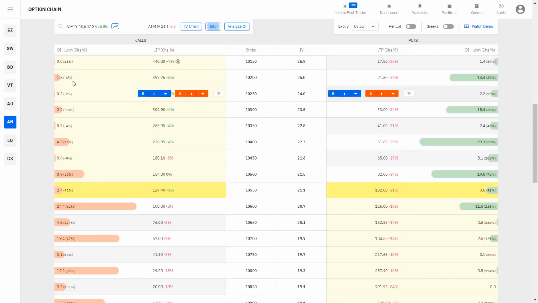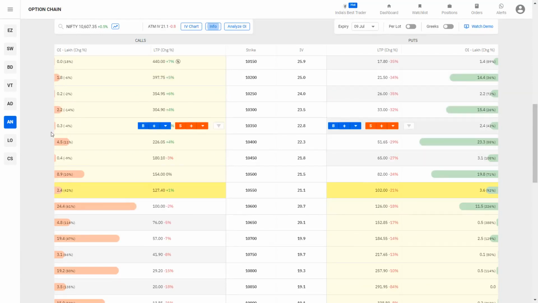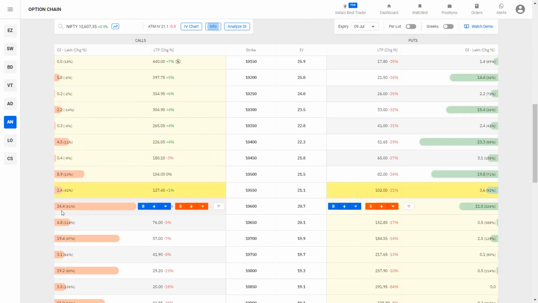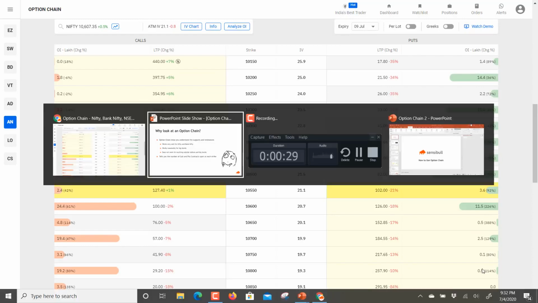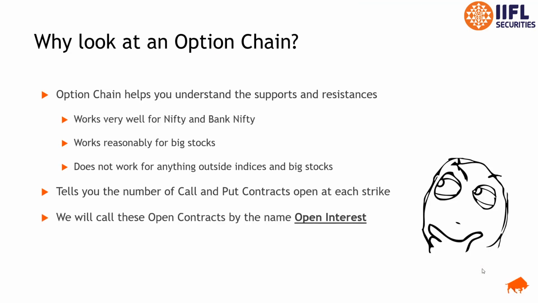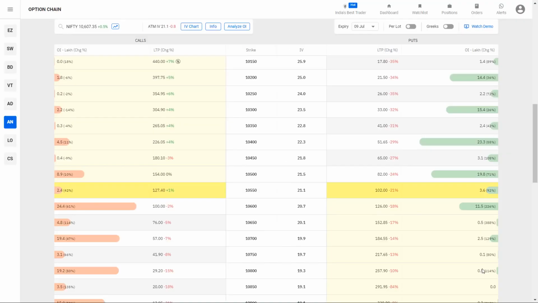So this is basically an option chain. It lists all the strikes here, and tells you the open interest on each of these strikes. On the left, you can see my cursor move. All these on the left are calls. You can see all these orange bars. These are all the green bars, puts. We call these open contracts of options by the name open interest.